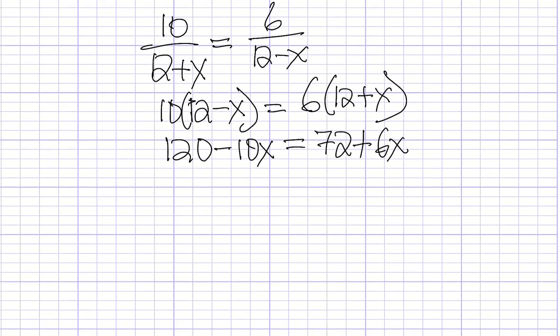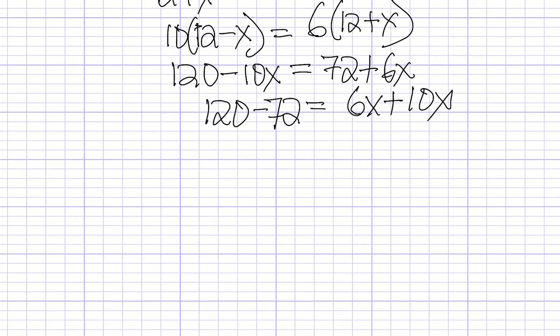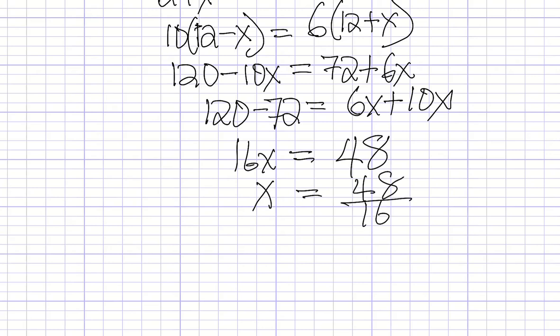Now you gotta shuffle things around, okay? 120 minus 72 is equal to 6x plus 10x. Okay, so what is that? Move things around any way you like. It will be 16x equals, that's 48. Okay, x is equal to 48 over 16. You see that, right? 48 over 16, so that's 3.